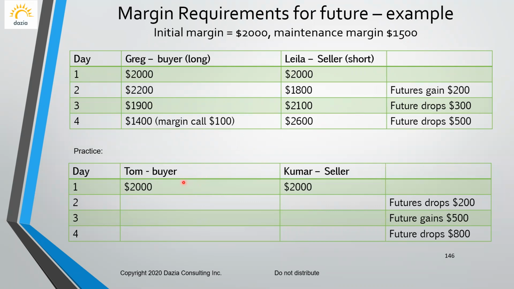So please go ahead and do this example. 2,000 is what the buyer is putting down, and 2,000 is what Kumar is putting down. So calculate if the future price changes, what the seller and the buyer are going to be obtaining.